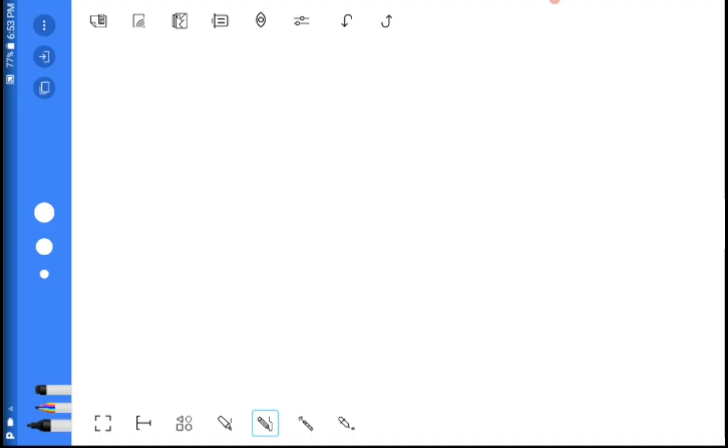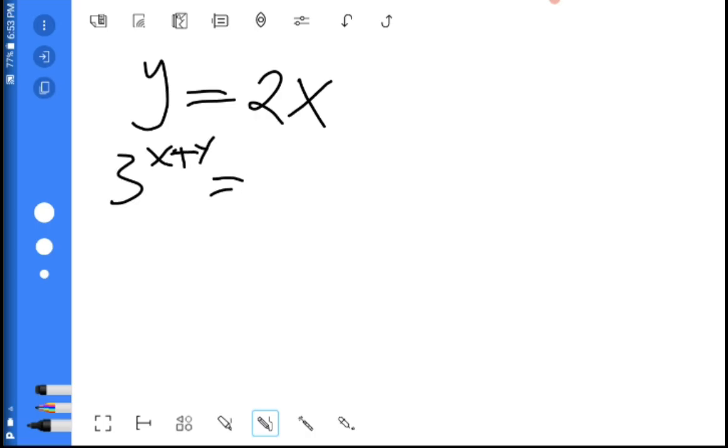Next question. Given that y is equal to 2x, so y is equal to 2x and 3 to the power x plus y is equal to 27. Find x. So now we are going to use substitution to solve this problem. We are going to call this equation 1 and this equation 2. Now we are going to put equation 1 inside of equation 2. We call it substitution. Meaning that where we see y, we are going to put the 2x.